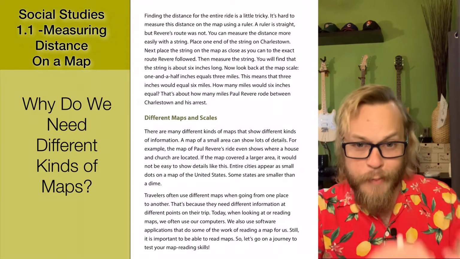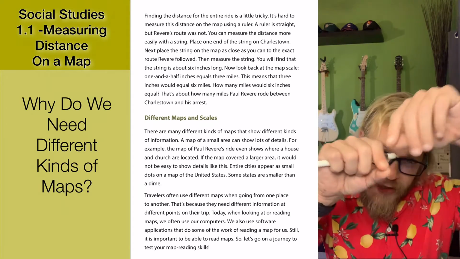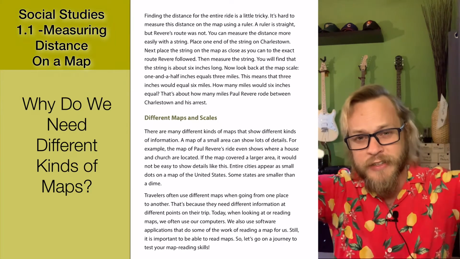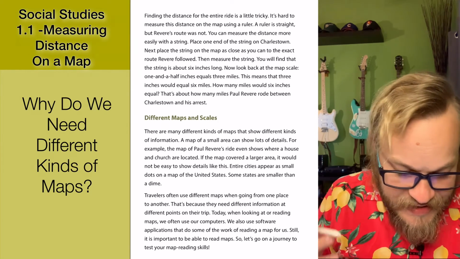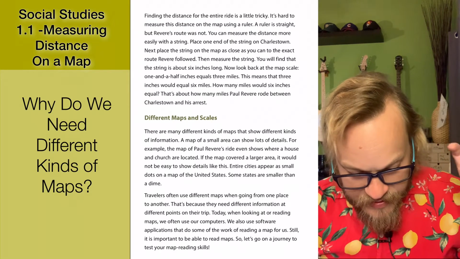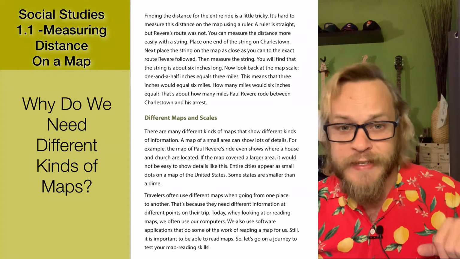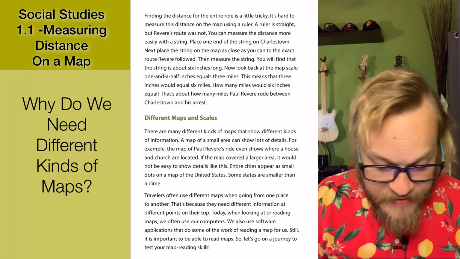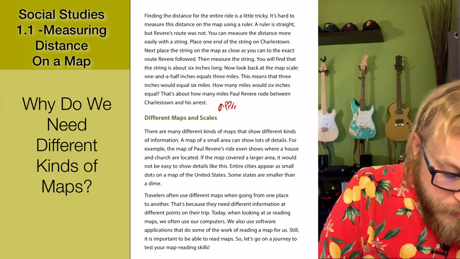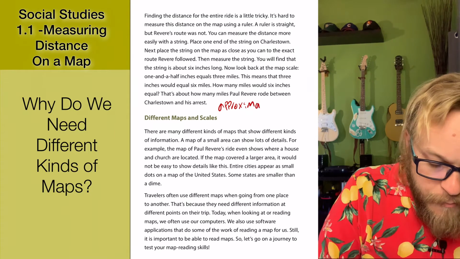Okay, so by laying out a string and tracing the string as close to the route as possible, then holding up the string to the ruler, they measured that it's 6 inches long. 3 inches is 6 miles. We doubled that to 6 inches, and that puts us at approximately 12 miles.